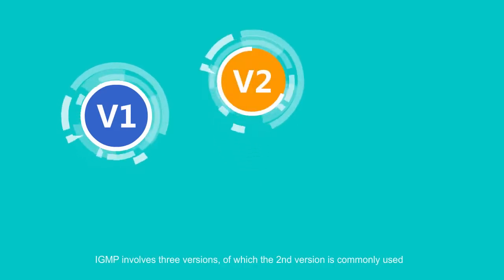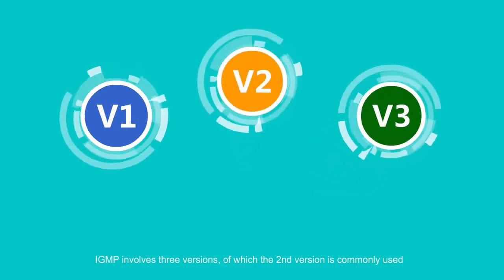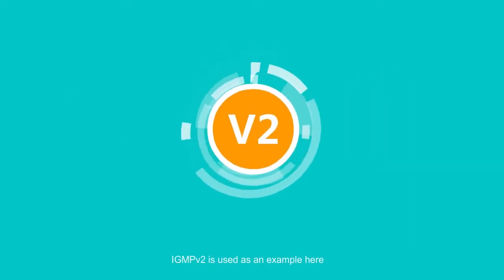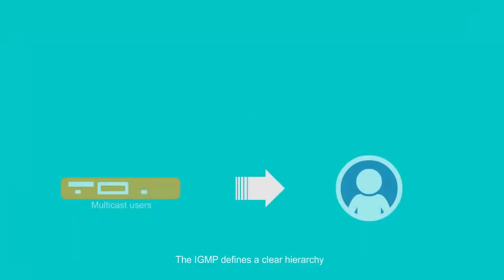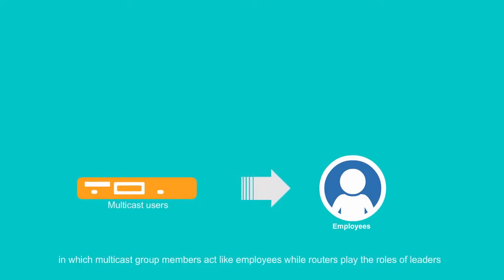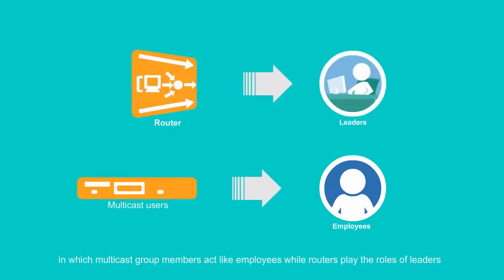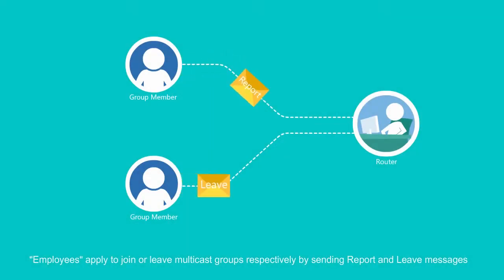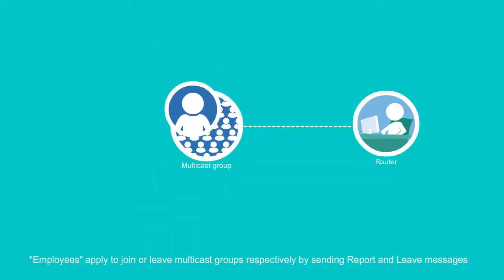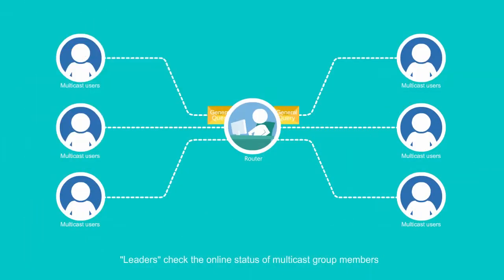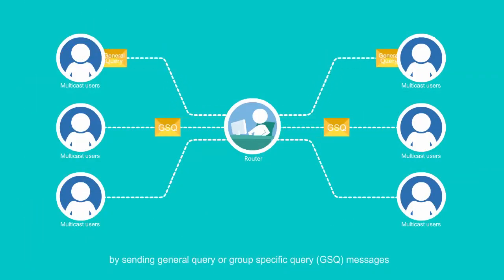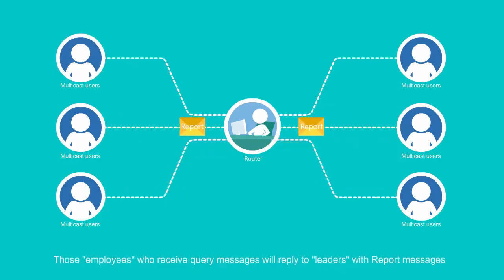IGMP involves 3 versions, of which the second version is commonly used. IGMP v2 is used as an example here. The IGMP defines a clear hierarchy, in which multicast group members act like employees while routers play the roles of leaders. Employees apply to join or leave multicast groups respectively by sending report and leave messages. Leaders check the online status of multicast group members by sending general query or group-specific query messages. Those employees who receive query messages will reply to leaders with report messages.